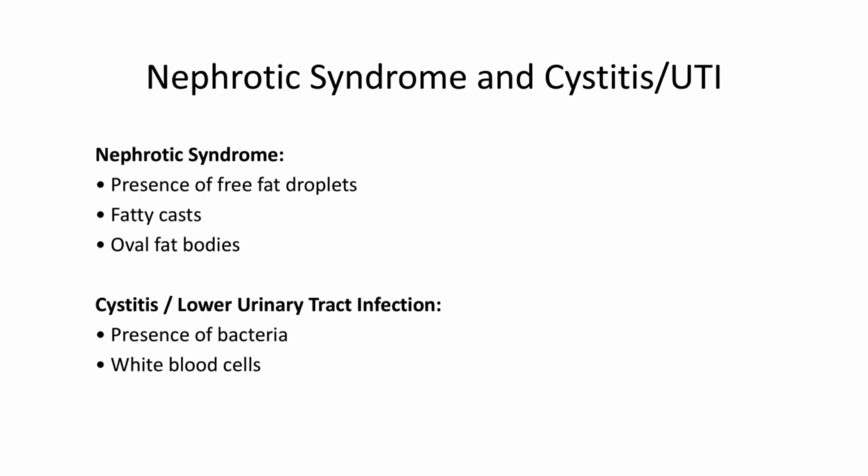In nephrotic syndrome, microscopic examination may reveal free fat droplets, fatty casts, and oval fat bodies. These findings are strongly associated with heavy proteinuria and lipid abnormalities. In cystitis and lower urinary tract infections, urine often contains bacteria along with white blood cells, confirming infection.